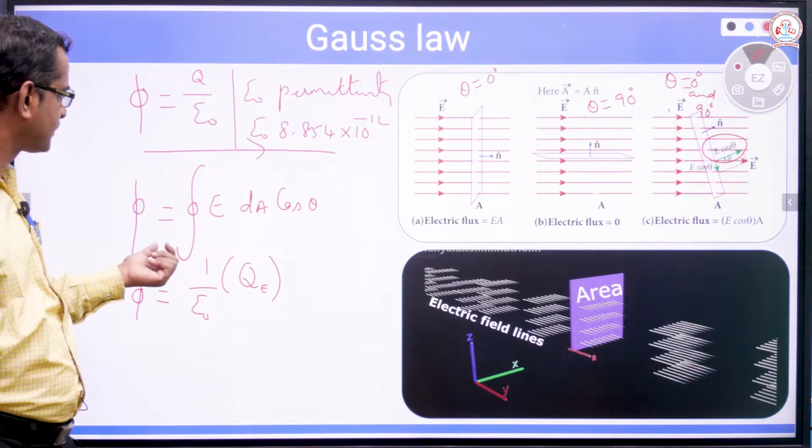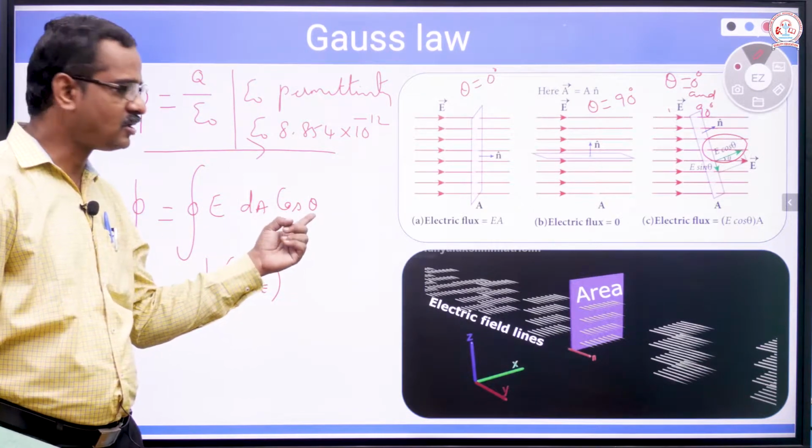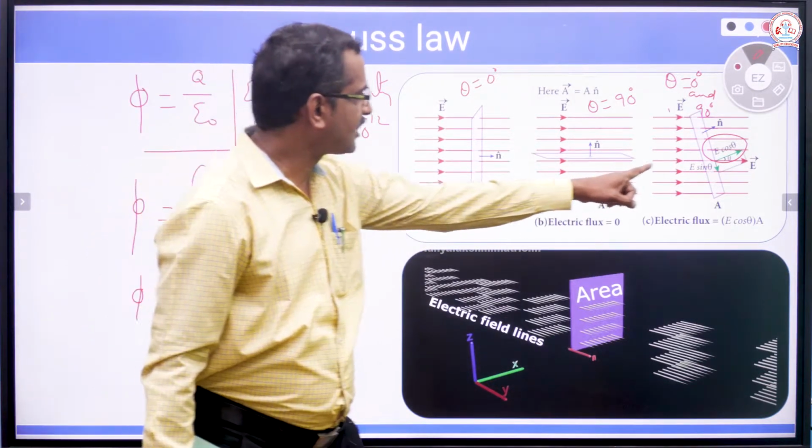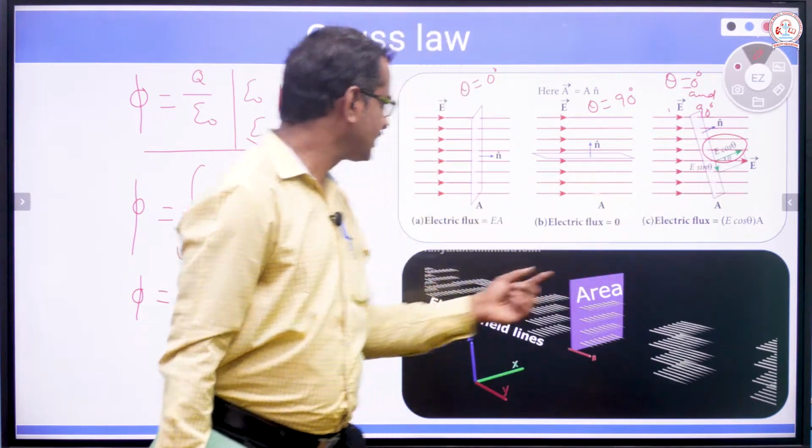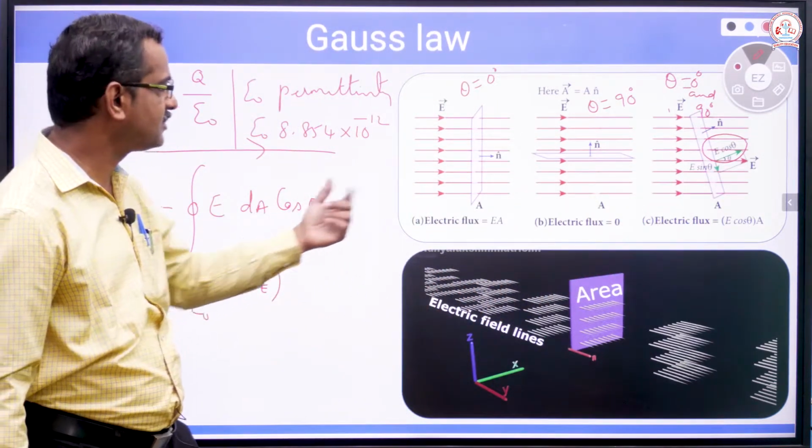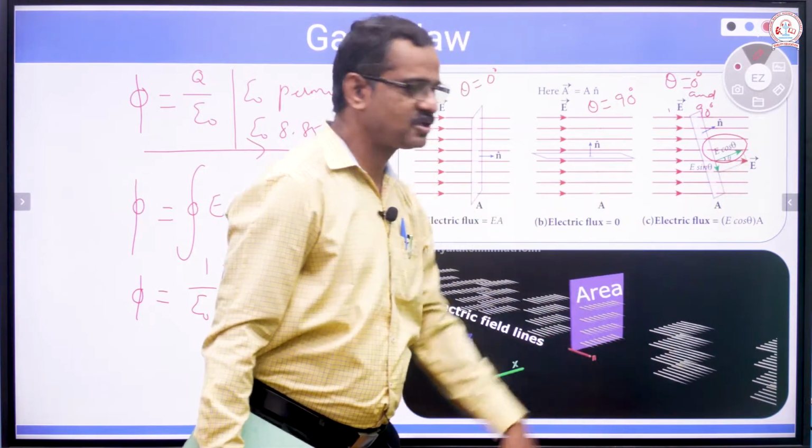It's a closed surface. Theta is the angle between normal to the surface and the direction of electric field.